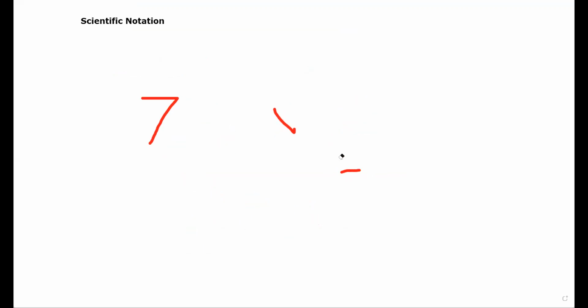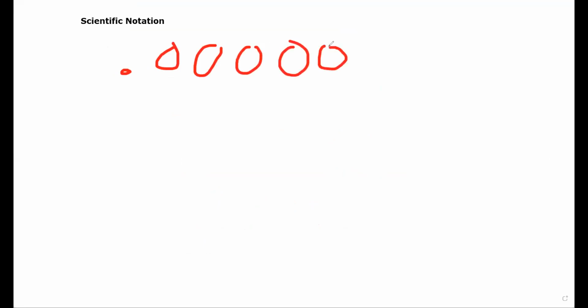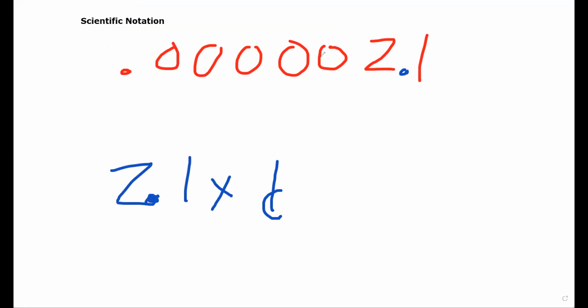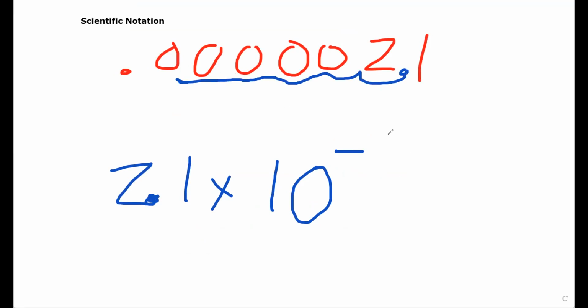So let's say I had a very long decimal that read 0.0000021. Where do you put the decimal? After the first number. So this gets you 2.1 times 10 to the negative. This is now going to be a negative power since we're going to the left. 1, 2, 3, 4, 5, 6. So that gets me 2.1 times 10 to the negative 6th power.